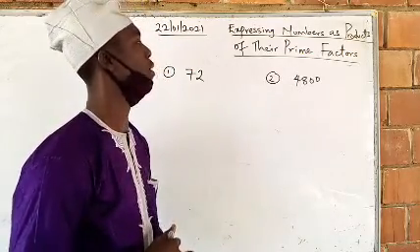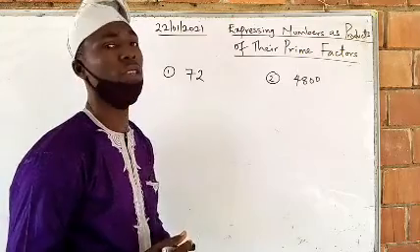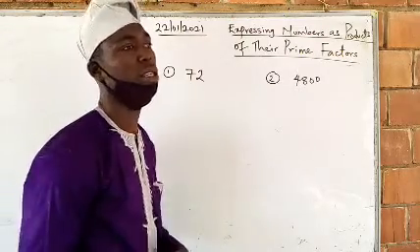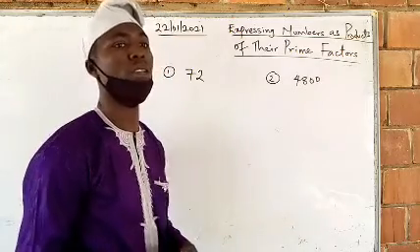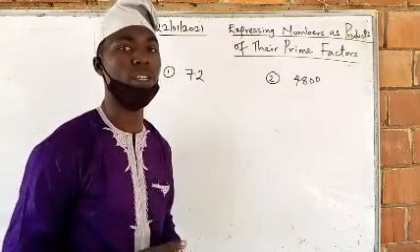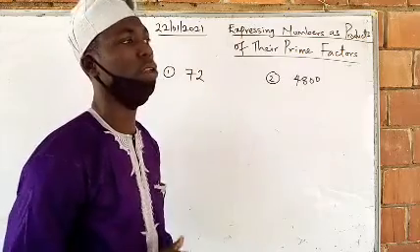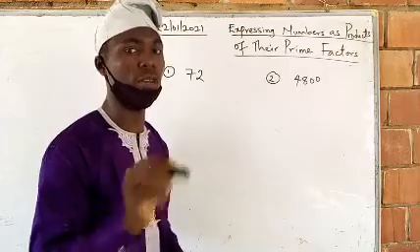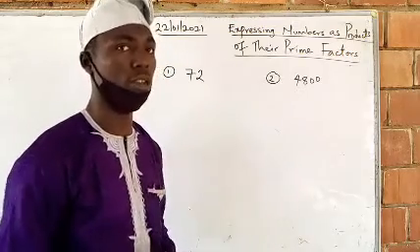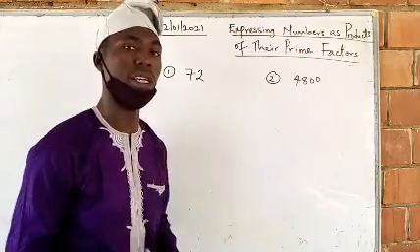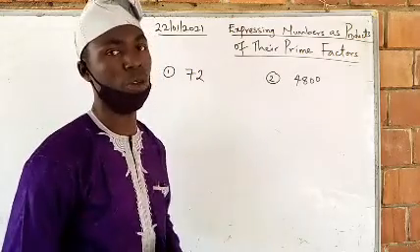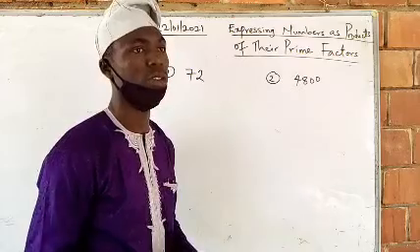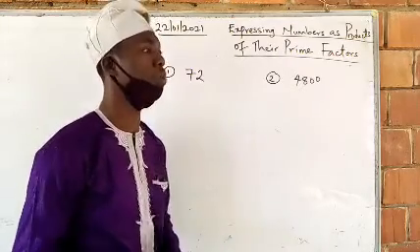So what are prime factors? Prime factors are those factors of any given number which are prime numbers. And I believe we all know that prime numbers are numbers that can only be divided by 1 and themselves. For instance, 2. 2 is a prime number because only 1 and 2 can divide 2. 3 is also a prime number. Only 1 and 3 can divide 3. 5 is a prime number. 7, 11, 13, 17, 19, and so on. They are all prime numbers.